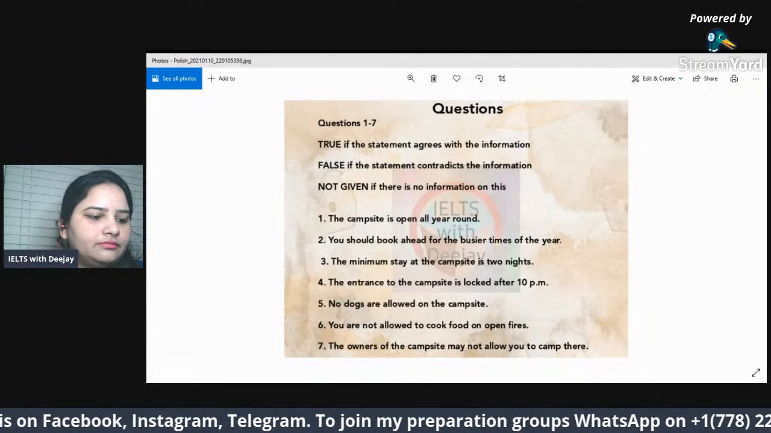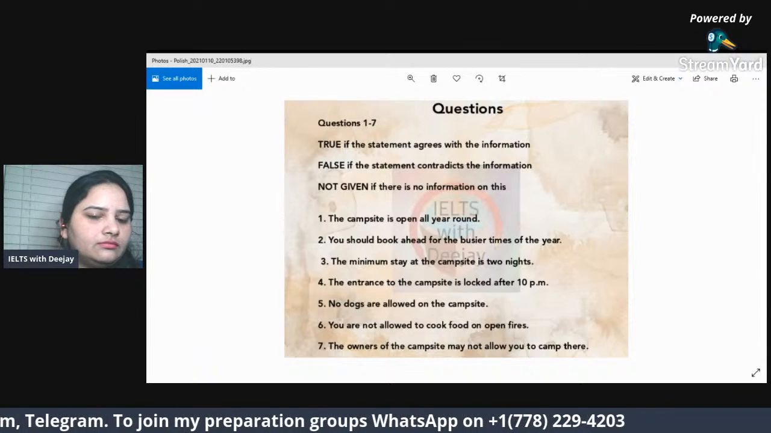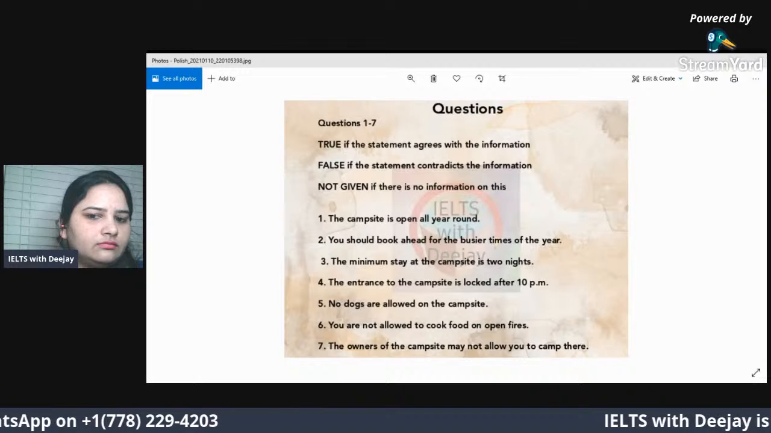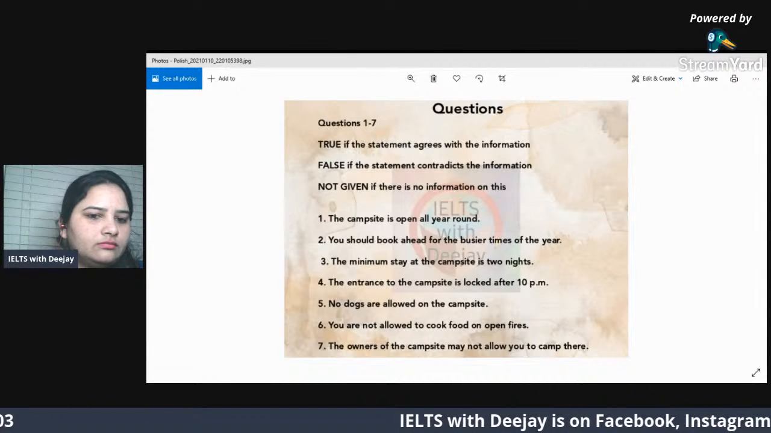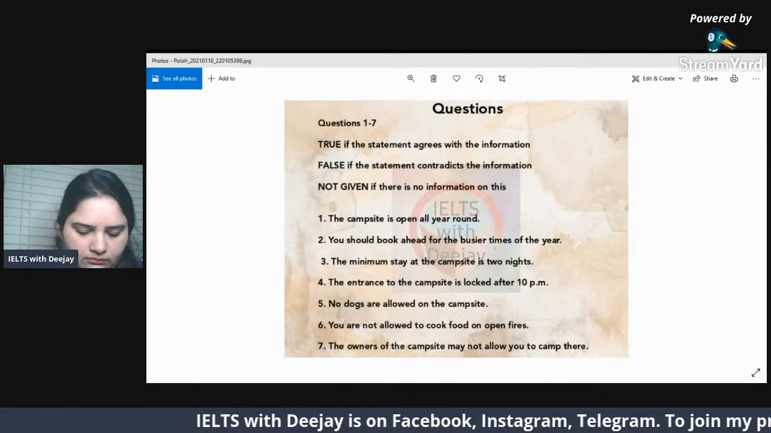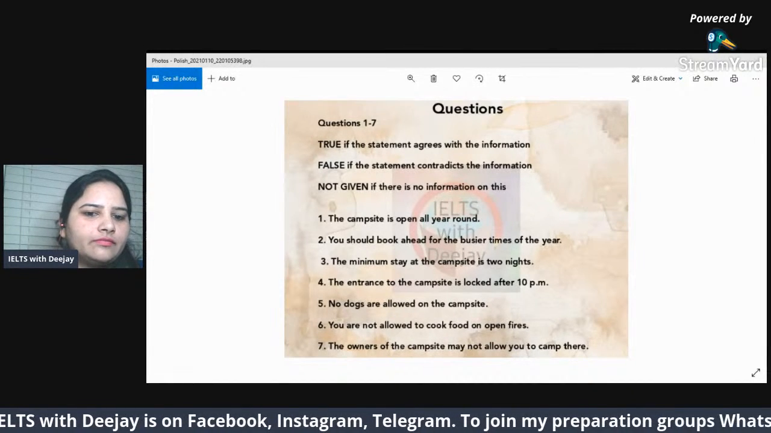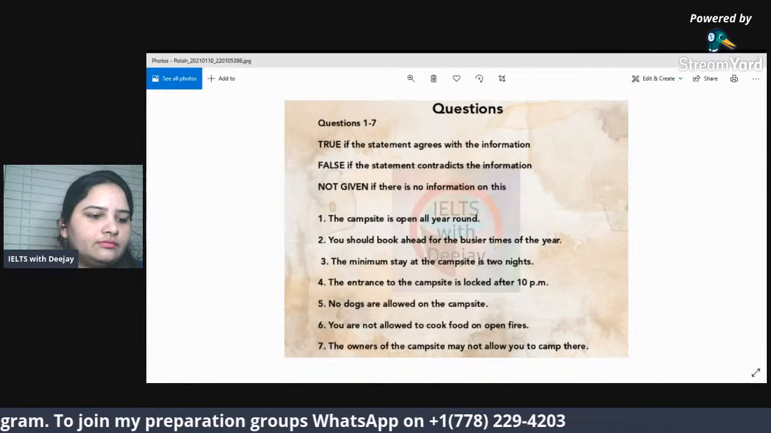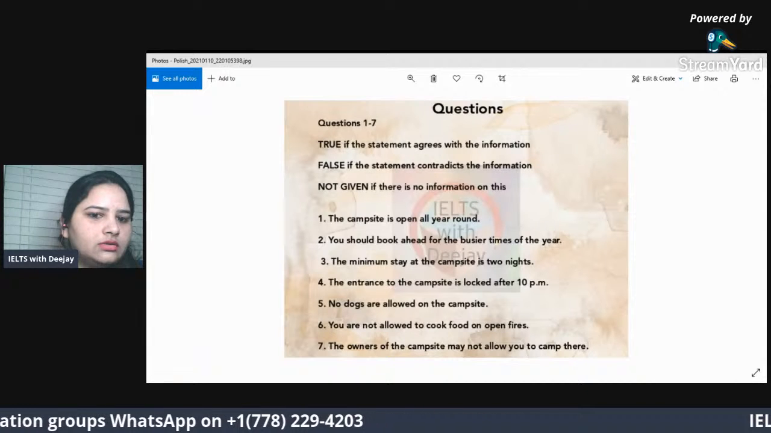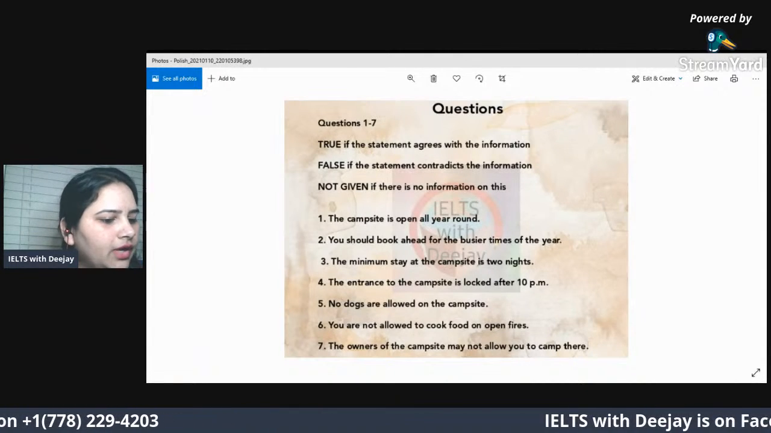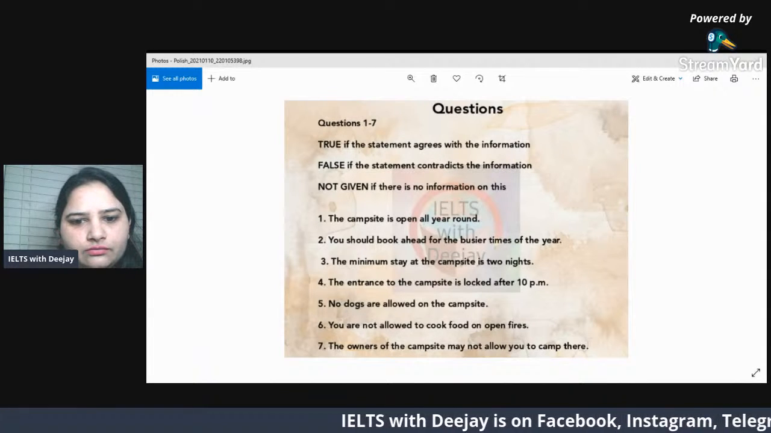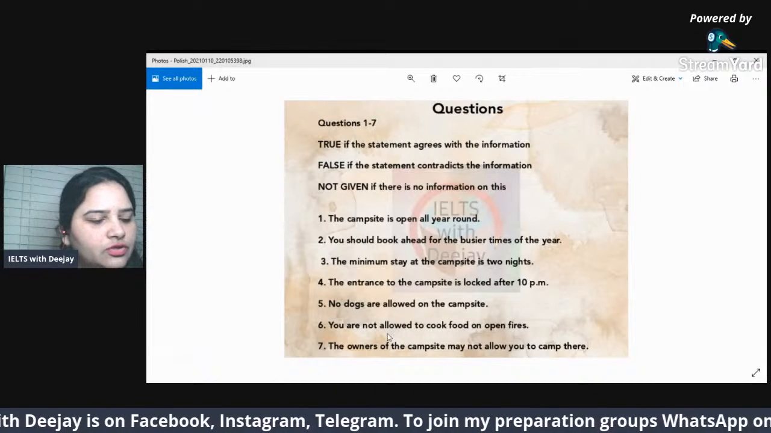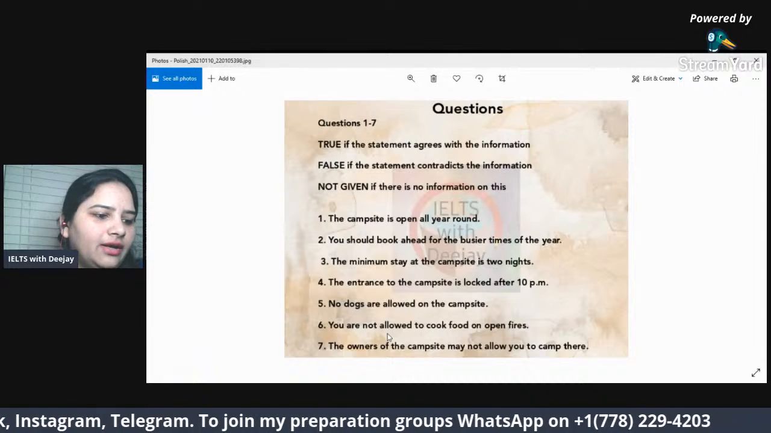Answer for the sixth one. Not given. Others try this one and let me know what is the answer for the sixth one. Sada says true. We have one option for not given and one for true. Okay, one more option for true. Others try and let me know.